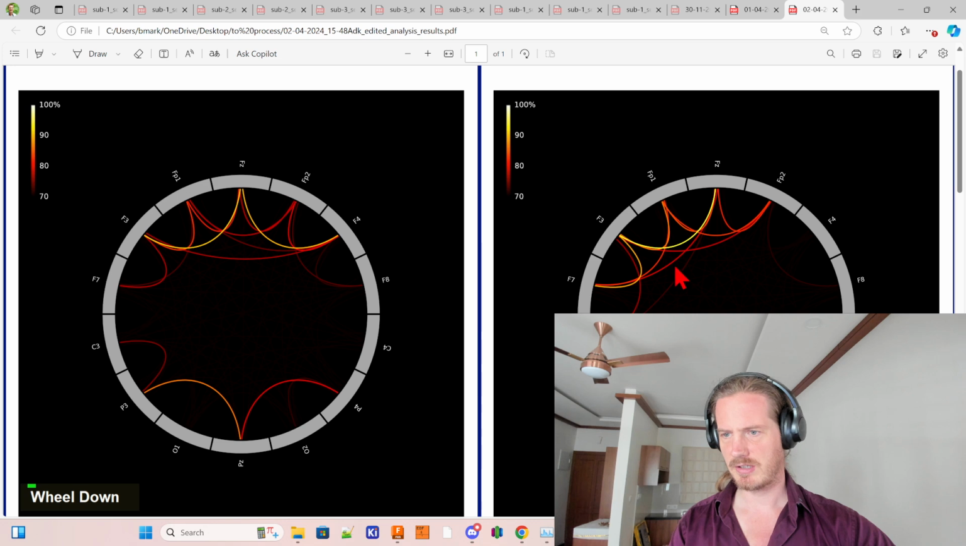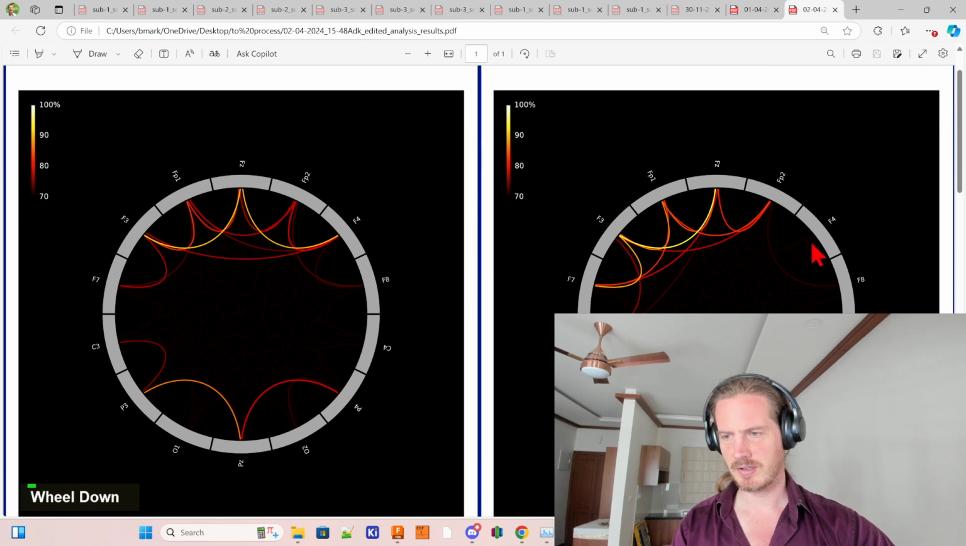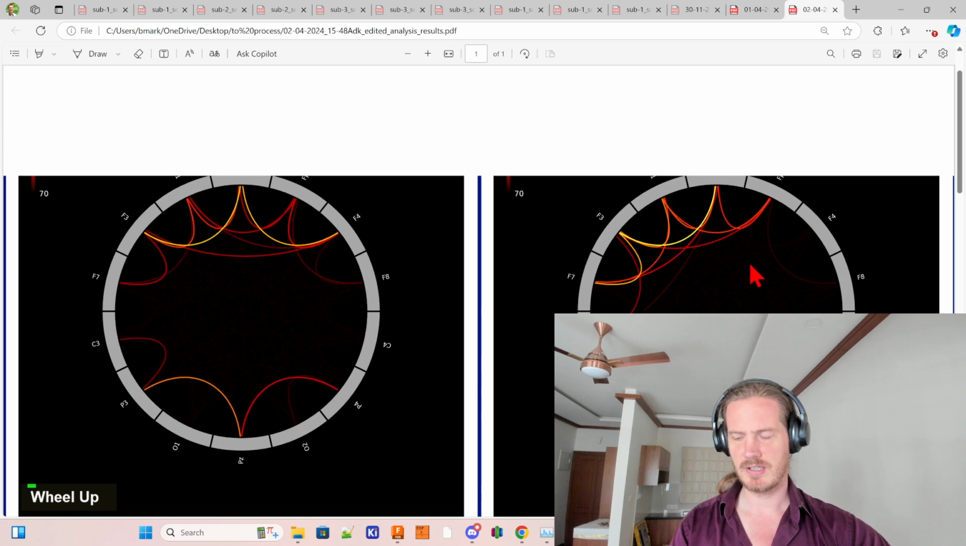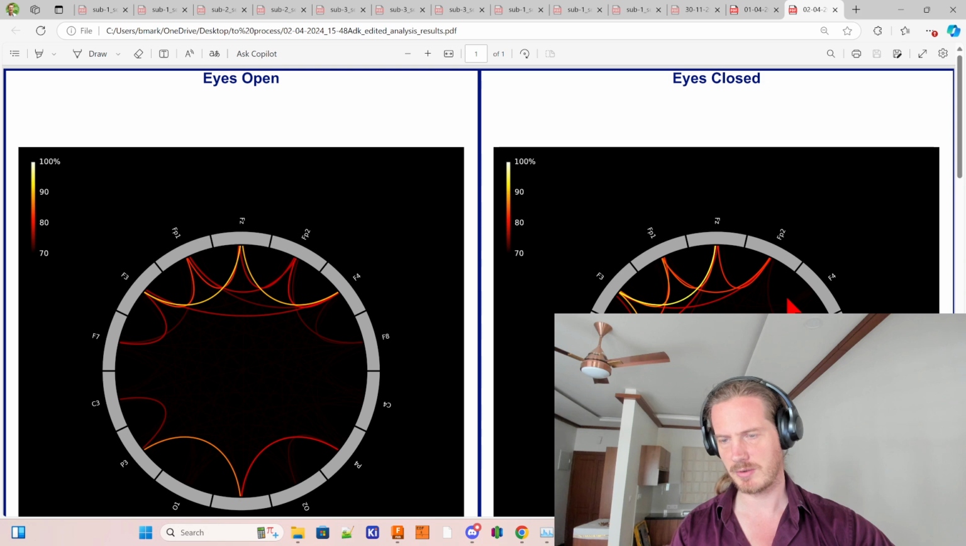My prediction was that F4 would be less connected in the eyes closed period, as we can see here, because something is really going on there. And so in this case, because there's only one channel that was behaving in a very different way, it will just reduce that channel's coherence.